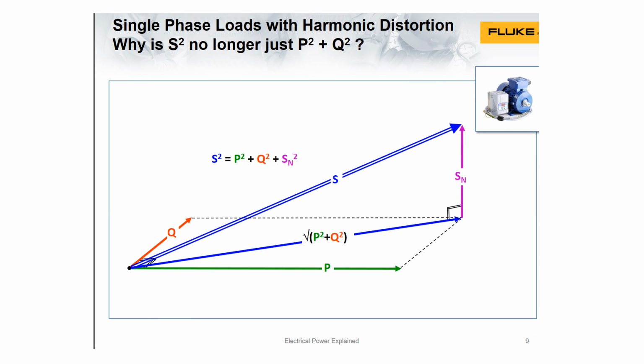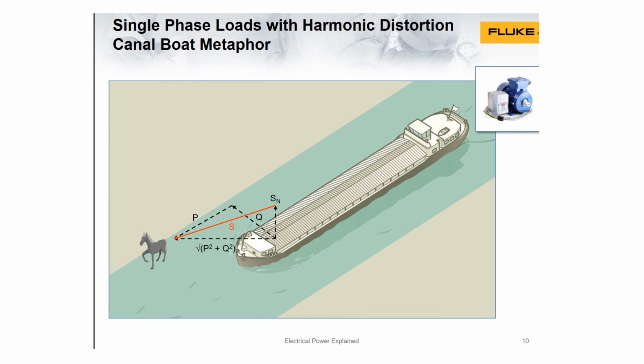Harmonic distortion. Why is S squared no longer just P squared plus Q squared? We now can't just say S squared equals P squared plus Q squared, because we have to include Sn squared, the non-fundamental apparent power squared. So S squared equals P squared plus Q squared plus Sn squared. Continuing with the canal boat analogy, adding harmonics is like pulling the canal boat through choppy water. The waves cause a third force, perpendicular to the other two, which represents the non-fundamental apparent power.